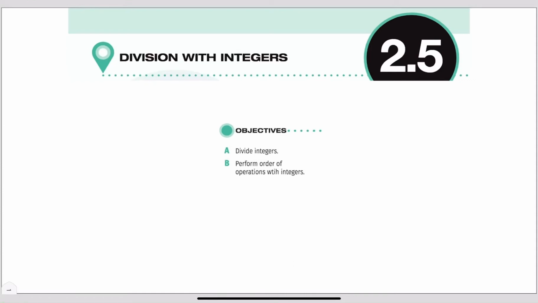Hi everybody, welcome to 2.5, where we're going to look at division with integers. We have looked at addition, subtraction, multiplication, and now we're going to look at division. What you're going to learn is that division is related to multiplication. We're going to do the same division that we did in chapter 1 with whole numbers, except now we're going to expand that to work with integers. So whether the numbers are positive or negative, we'll be able to work with them. So let's have a look.